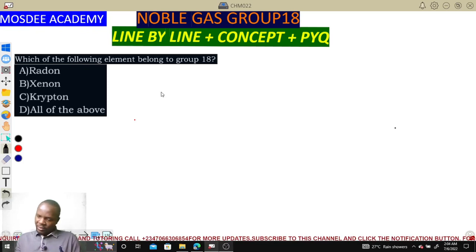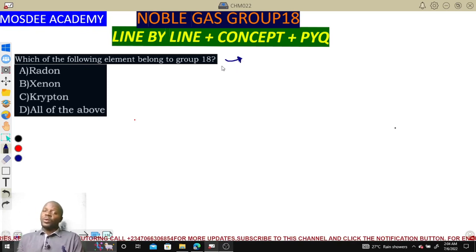So guys, we start with the first question. Which of the following elements belong to group 18? We've talked about that. A quick concept is what we need to do first before answering the question, though sometimes we might use the line by line to get answers to questions without wasting time.